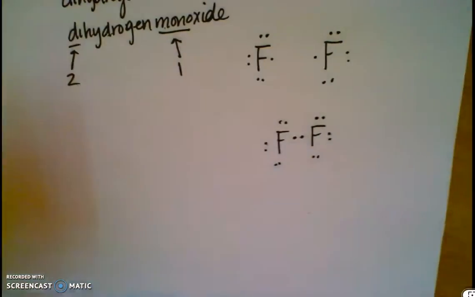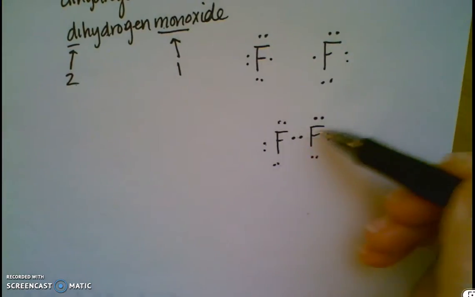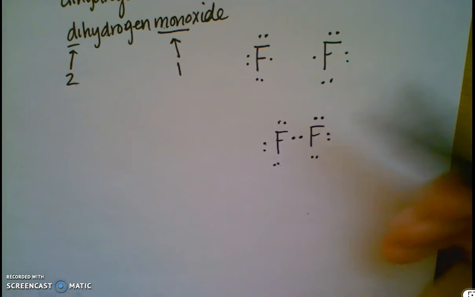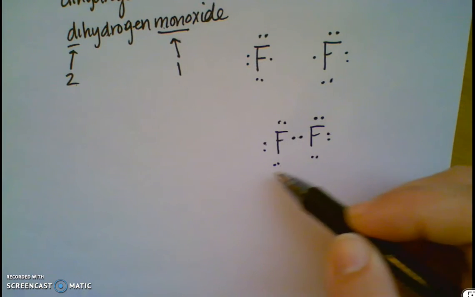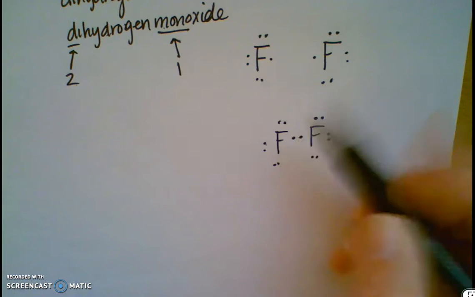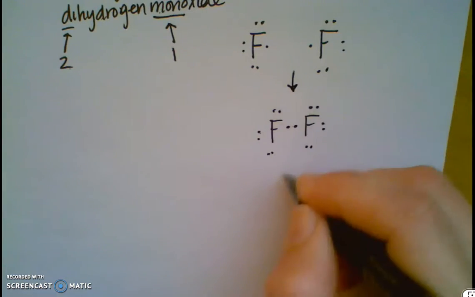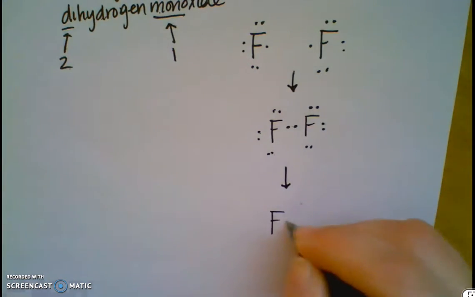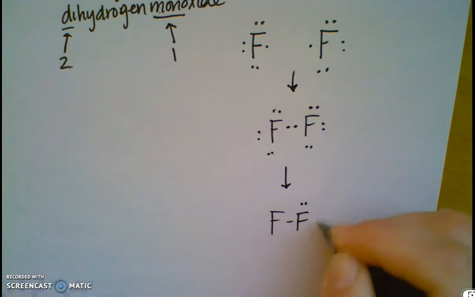So we've got our fluorines, and they've got their electrons. Remember, this is called a lone pair. All of these are lone pairs, and then this is your shared pair. If we rewrite that, it's going to look like this. And we write our lone pairs.